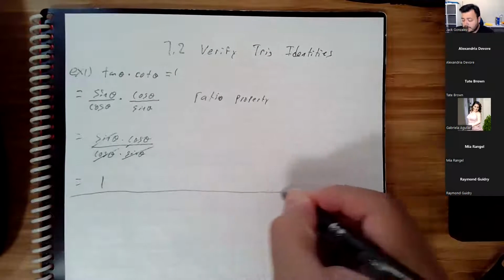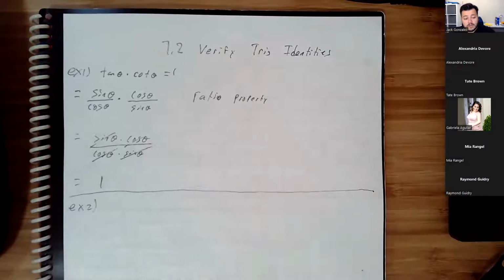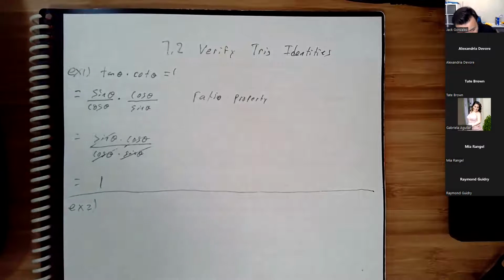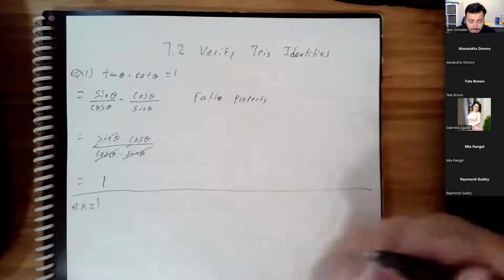You see how these are done, right? We're just trying to get to the other side using any property we have written down from yesterday and previous classes. You may have to do algebra. You might have to add fractions, or you might have to use an identity. It depends.